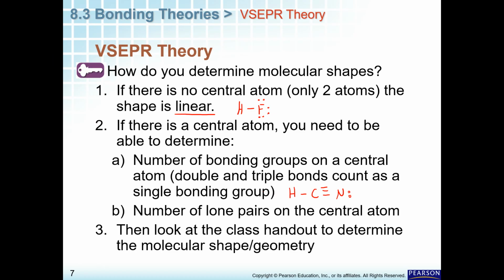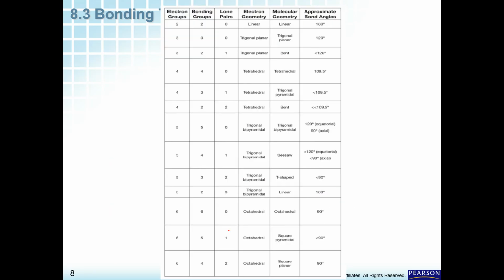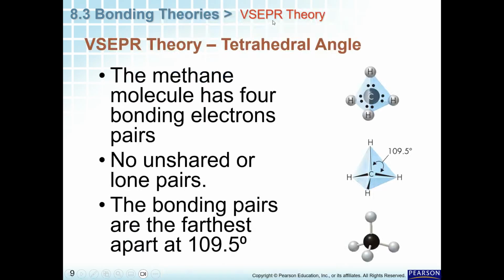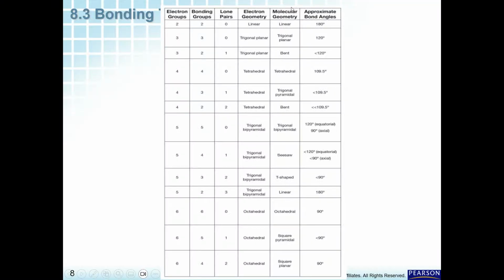The second thing we have to understand is the number of lone pairs on that central atom. So if we look at carbon, I don't see any lone dots of electrons, so there are no lone pairs. And then we're going to take a look at our class handout to determine what molecular geometry it needs to be. So what does your handout look like? It's going to look something like this. And there are 3 main columns we're going to look at when we do this. First, we are determining the electron geometry here. So we're going to look up here in this column. And then in order to do that, we need to look at the bonding groups and our lone pairs. So we're going to look at this column right here.